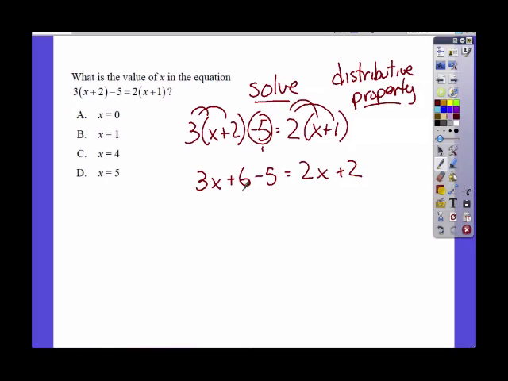Now we're going to combine the terms. We see we have 6 minus 5. So let's simplify that. That's just going to be 3x plus 1 equals 2x plus 2.